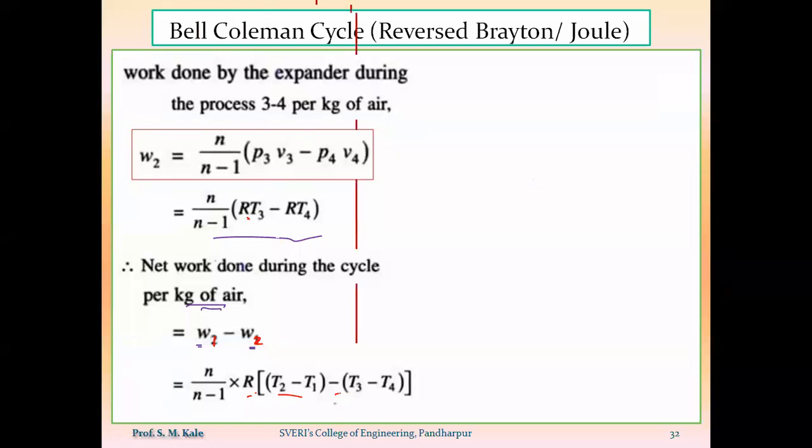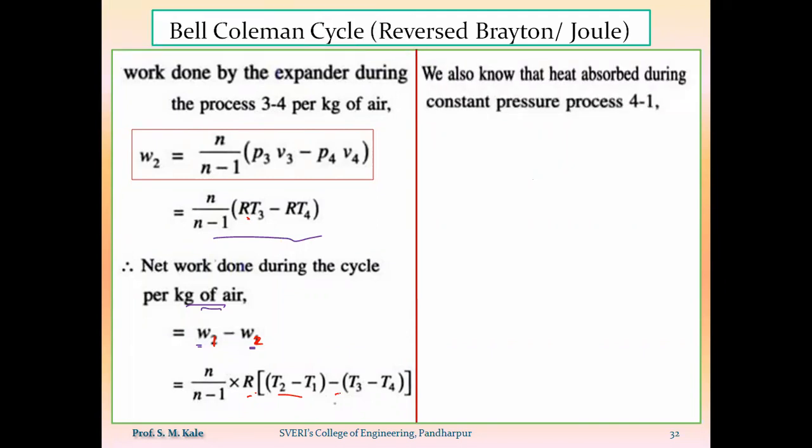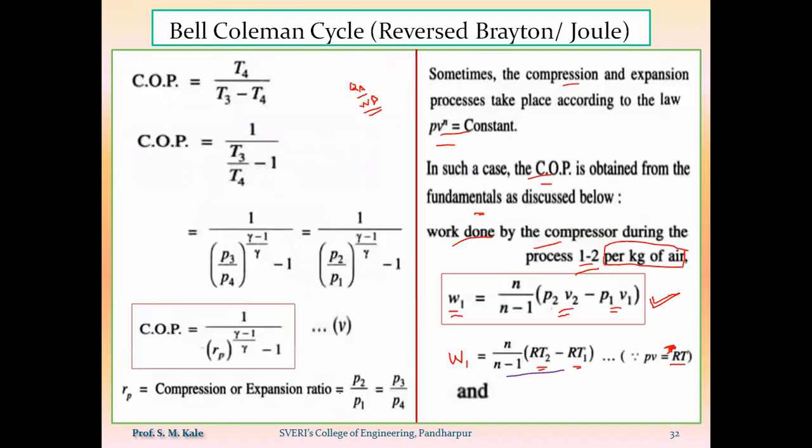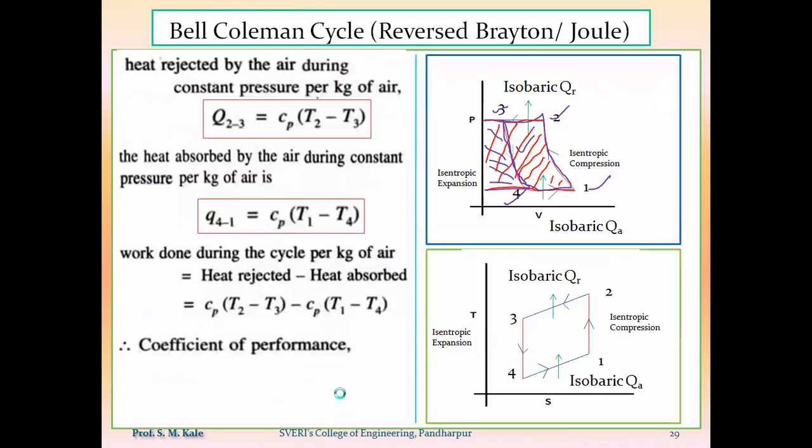Now to calculate the value of COP along with net work done, we have to also calculate the amount of heat absorbed. We know that during process 4 to 1, that is inside the refrigerator, heat will be absorbed. So if I want to calculate the amount of heat absorbed during the constant pressure process, I will show you on the PV diagram.